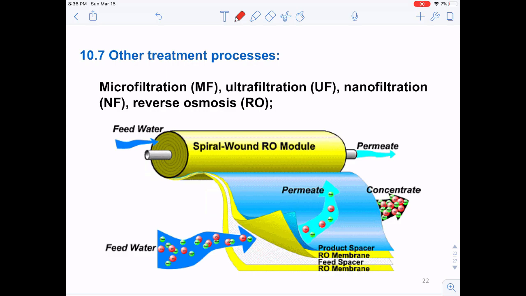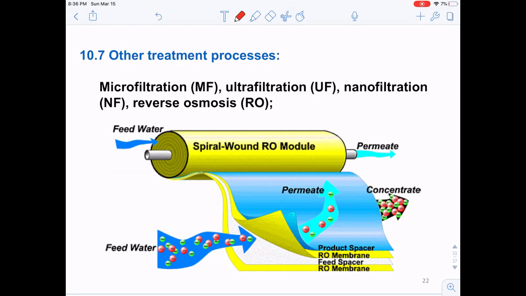So you can see in this class we learned about sedimentation, filtration, and disinfection. Earlier we learned about coagulation, flocculation, clarification, and also the softening process. That pretty much covers all the important processes for water treatment. And there are commonly other treatment processes that people use to further clarify or further treat the water properties.